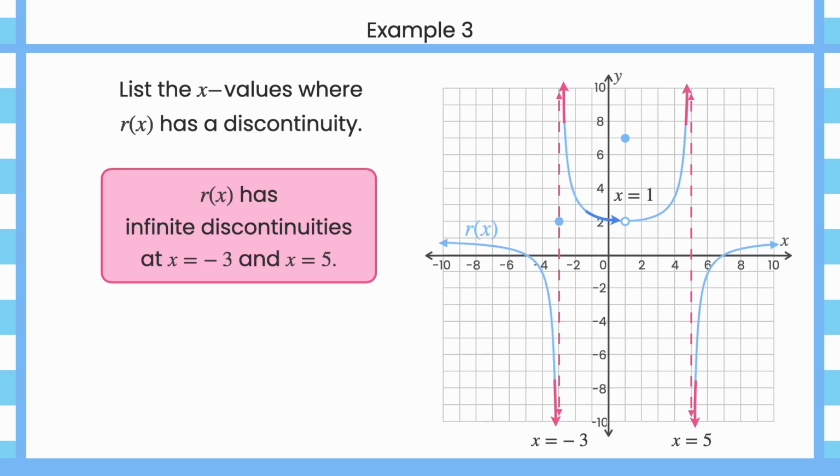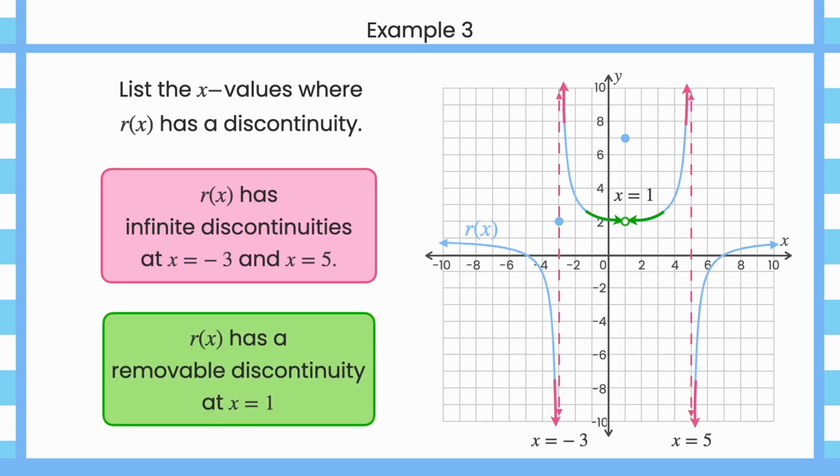The limit as x approaches 1 from the left is 2, as is the limit as x approaches 1 from the right. So the limit as x approaches 1 exists and equals 2, but the value of the function when x equals 1 is 7. Because the limit has a finite value that is different from the value of the function, this is a removable discontinuity at x equals 1. Great work. Let's try one more example together.